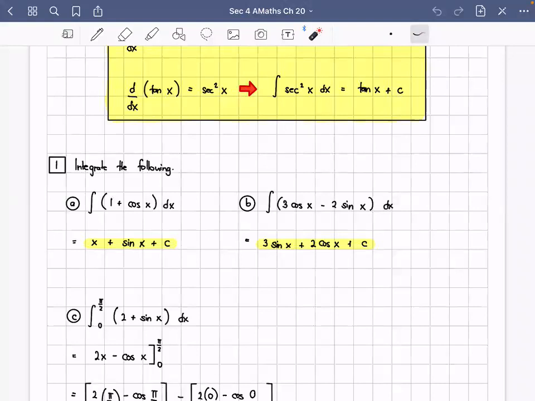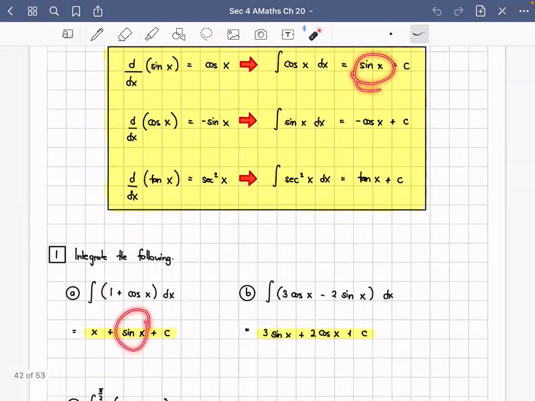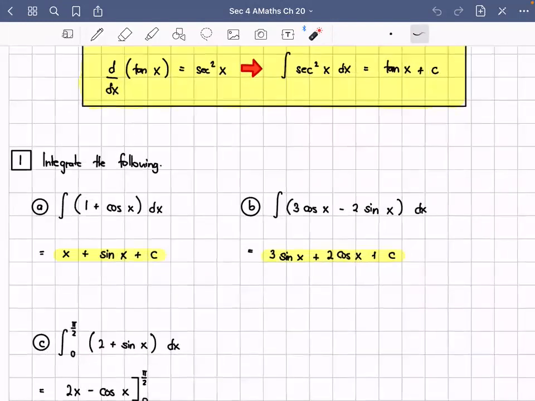So how do we integrate this? So we basically integrate each of this, right? So the antiderivative of 1 is x. And then the antiderivative of cosine x from this table here is sine x. And then plus c. That's how you get your answer for letter A. All right. Now, how about for letter B?